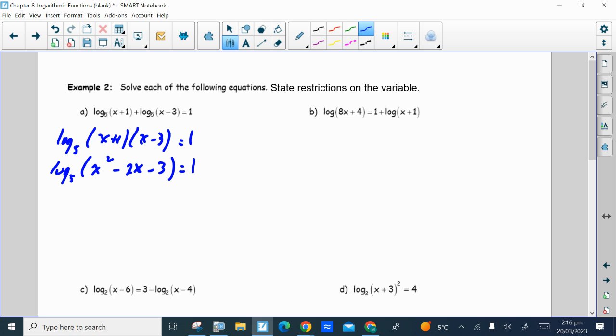Now from here we've got two options. We could make the right side a log with a base of 5. To make it equal to 1, it would be log base 5 of 5. And then you could drop the log base 5 from both sides. Or the other option is not doing that and convert from logarithmic to exponential. Start with the base and cycle through. 5 to the 1 will equal x squared minus 2x minus 3. Or x squared minus 2x minus 8 equals 0.